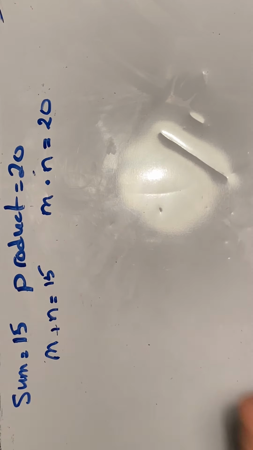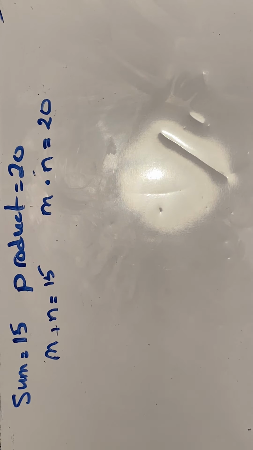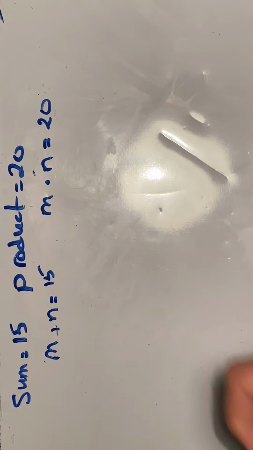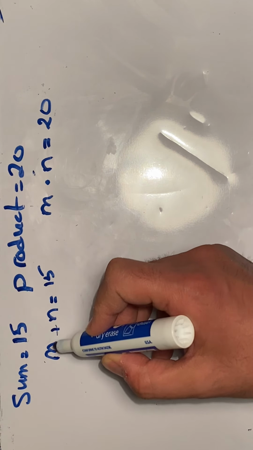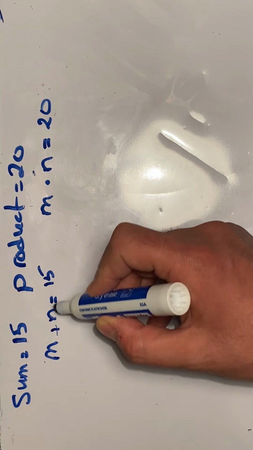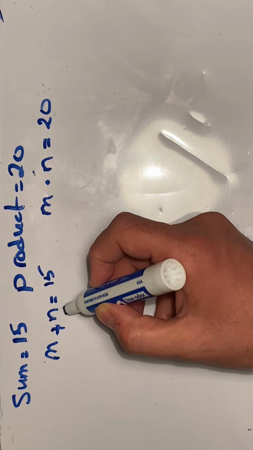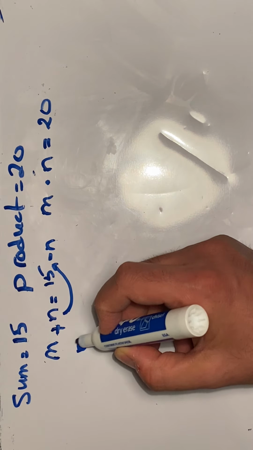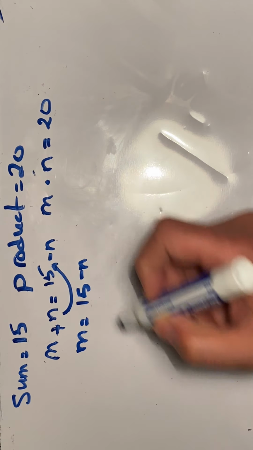We have two equations with two variables. Yes, you're thinking right. We're going back to unit 1 now, slightly. Coefficients are 1, 1, so I can use substitution. From this equation, let's find m in terms of n, or n in terms of m. Let's take n there. It's going to be a negative n. So m equals 15 minus n.